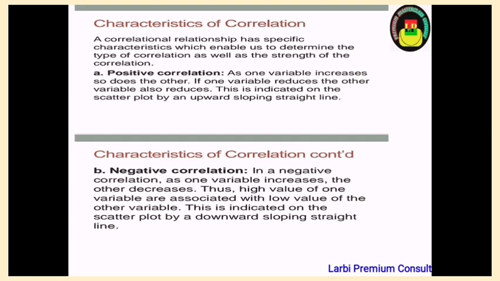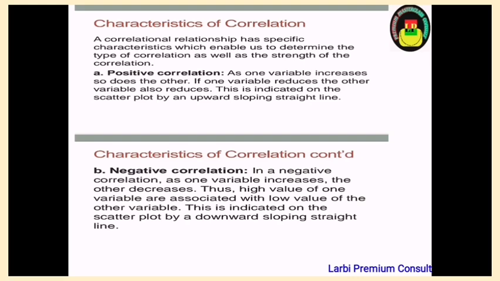So we are looking at the positive correlation. Positive correlations are those where a change in one variable causes a change in another. Most of the time, positive correlation leads to an increase or a decrease in a variable. As one increases, another will increase. As one decreases, another will decrease. That's a positive correlation. So we are saying that as one variable increases, so does the other. If one variable reduces, the other variable also reduces. That's what we are saying.